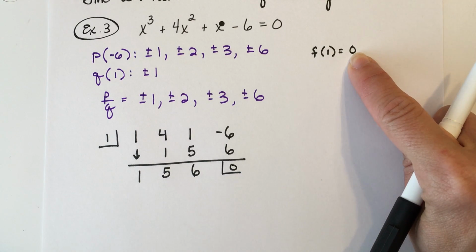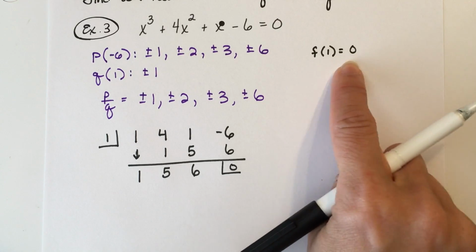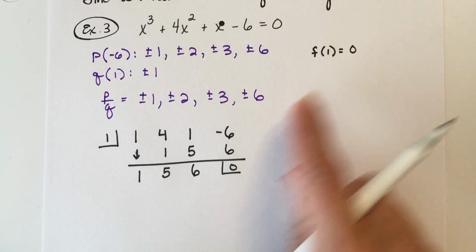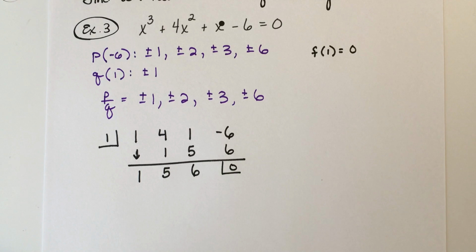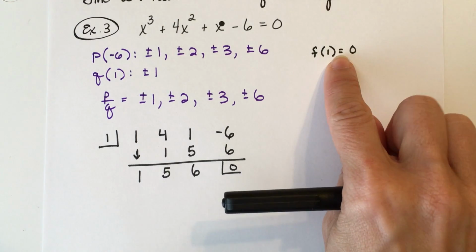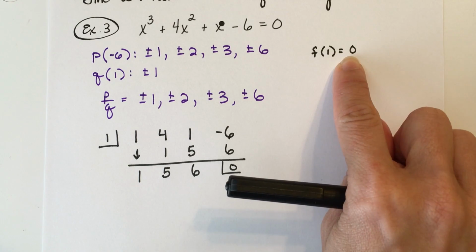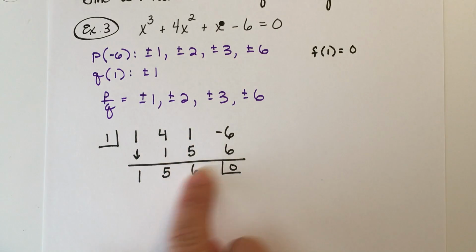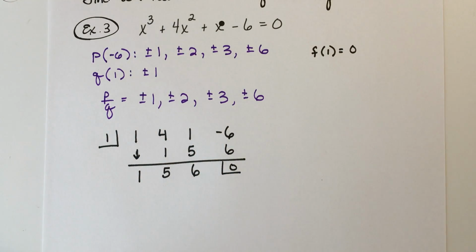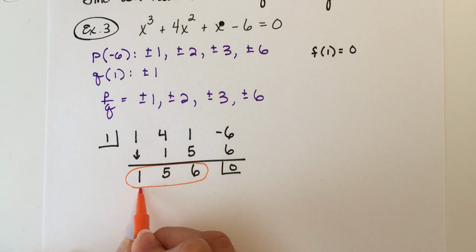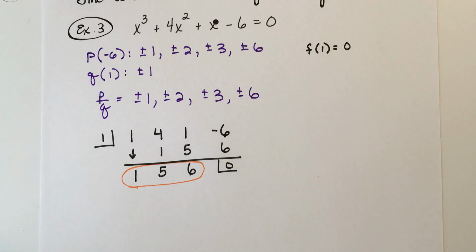Now, if you wanted, you can plug it in like this until you find which one gives you 0, or you can do synthetic division every time until you find the one that gives you 0. But once you find the value that causes your polynomial to equal 0, you still have to do the synthetic division, because for the next step, I need these numbers that I have here across the bottom. So that's why you still have to do the synthetic division.